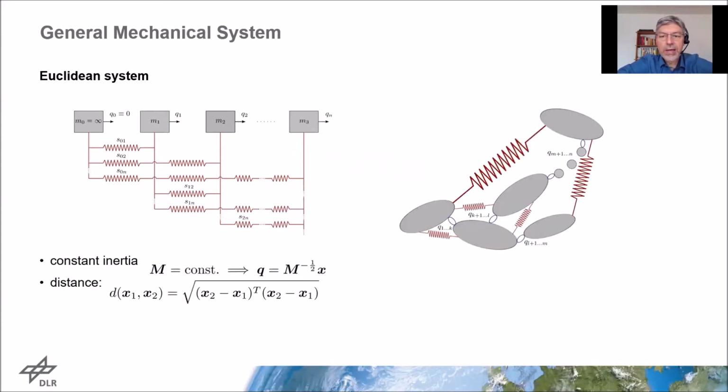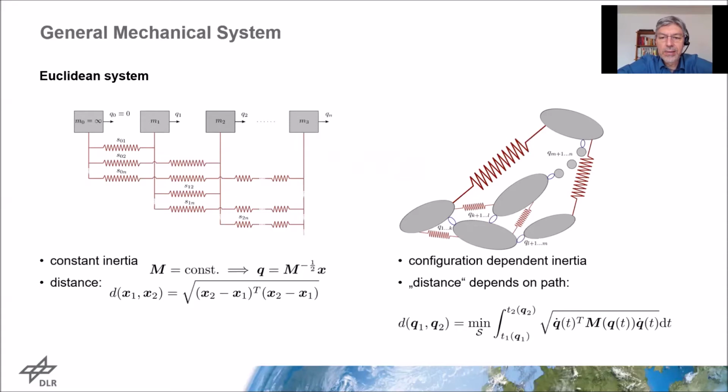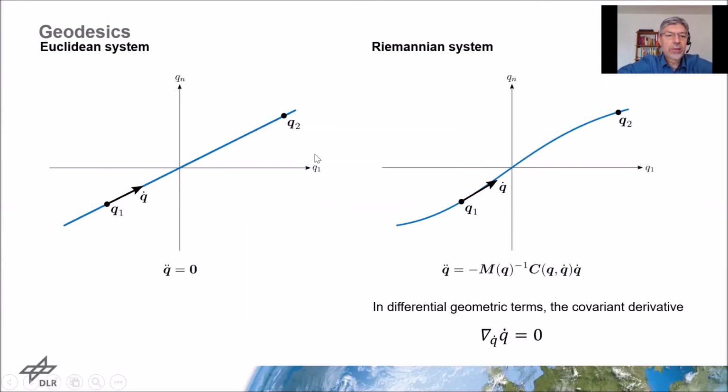Now, if we want to generalize this to multi-body systems, then we have a variable, configuration-dependent inertia tensor. And the distance between points is depending on the path, as we discussed before. And then you might also have springs which are nonlinear due to several reasons. So basically, we have to move from Euclidean space to a Riemannian case to describe those systems in Riemannian geometry.